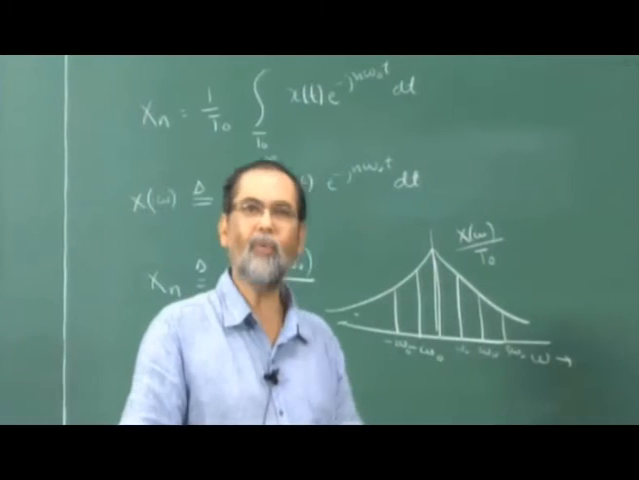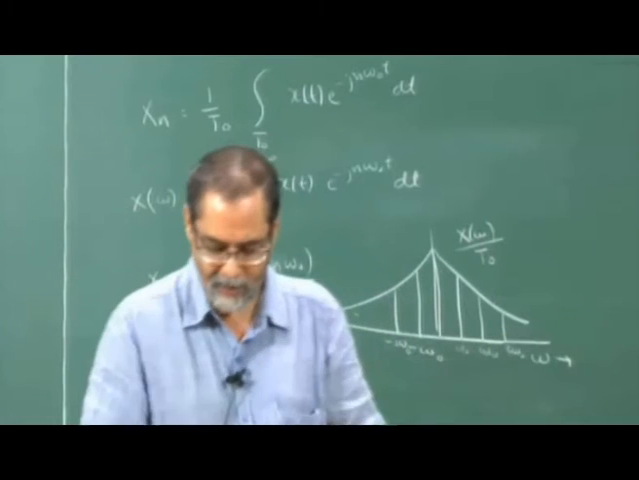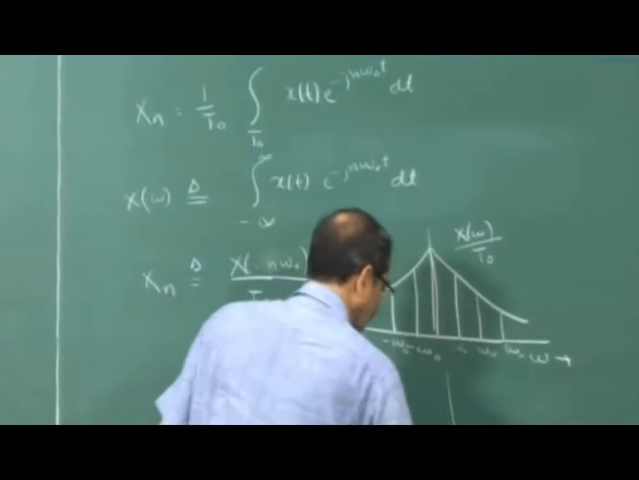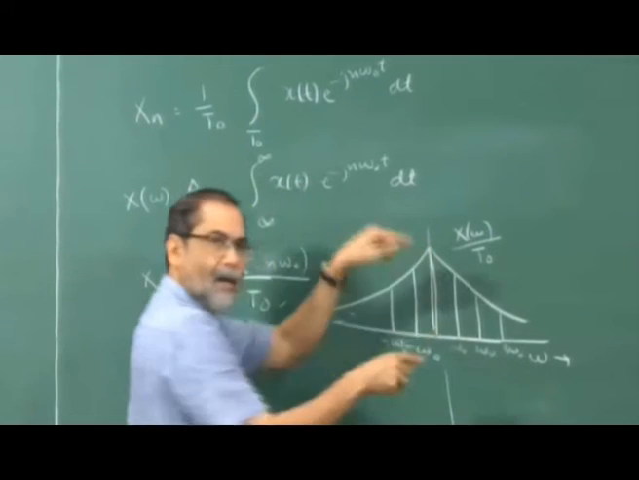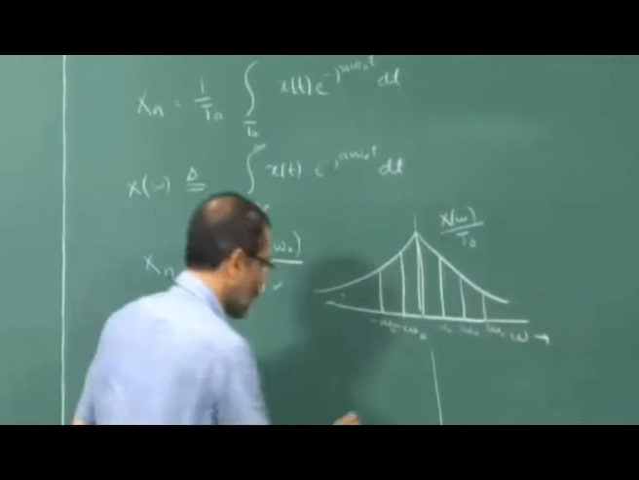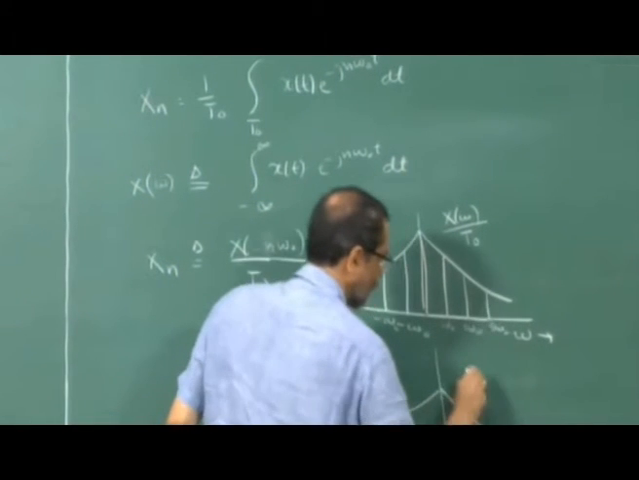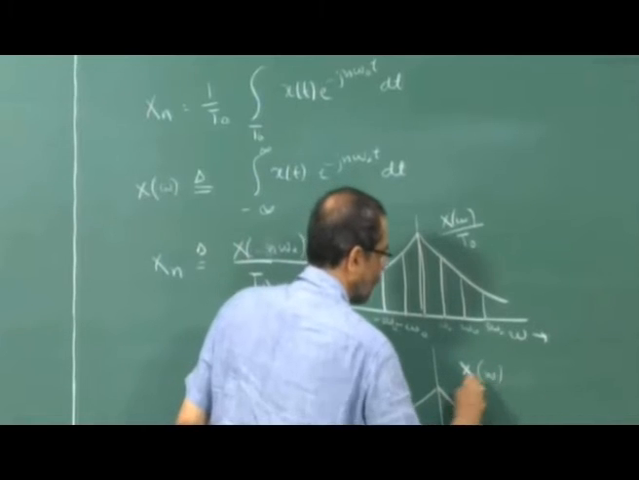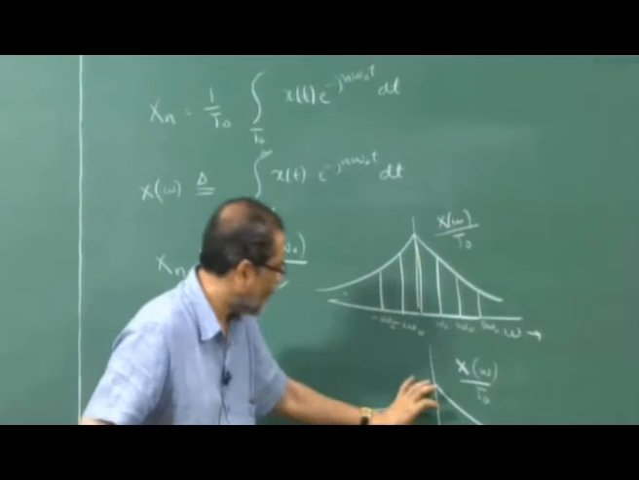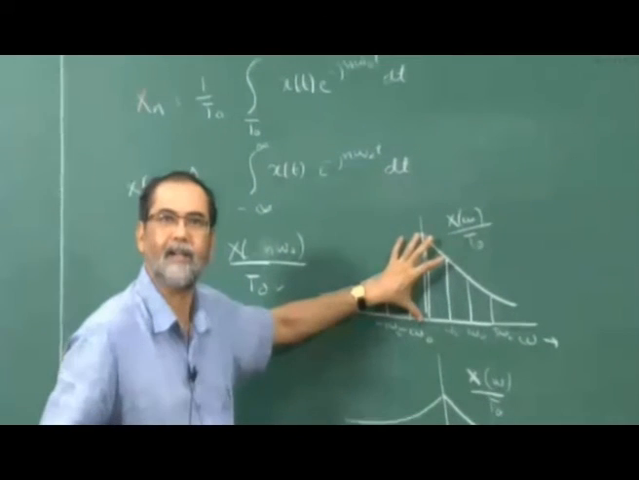Okay, what I now do is I increase T naught by a factor of 2. You see here that T naught occurs in the denominator. When I increase T naught by a factor of 2, the height of this comes down by a factor of 2, because the denominator is doubled and the numerator is the same. So I now have a smaller height. So this is for the new T naught. This T naught is 2 times this T naught, so this height is half of this height.